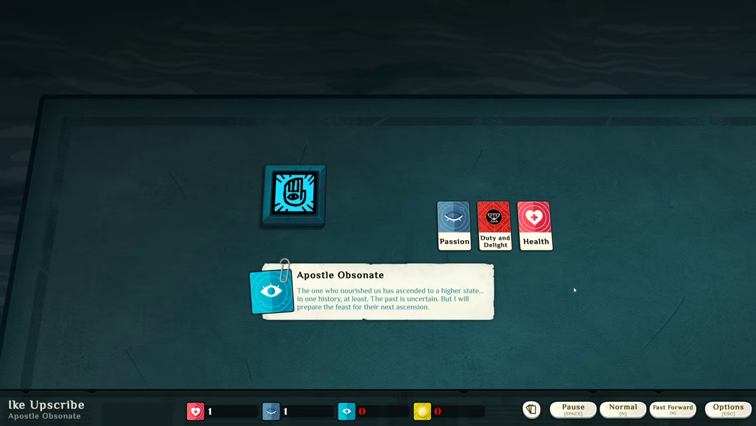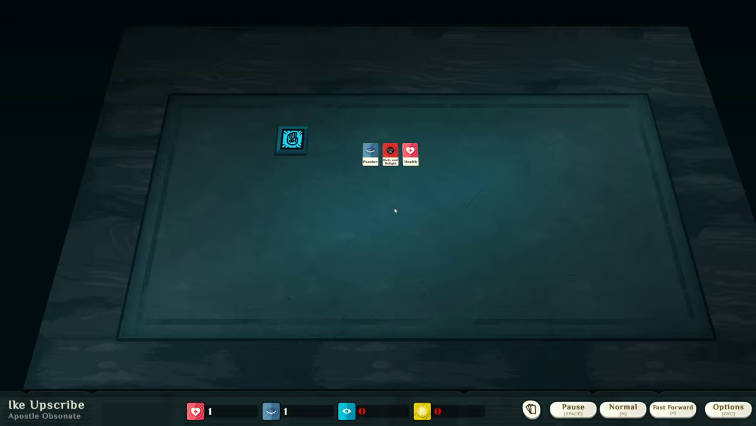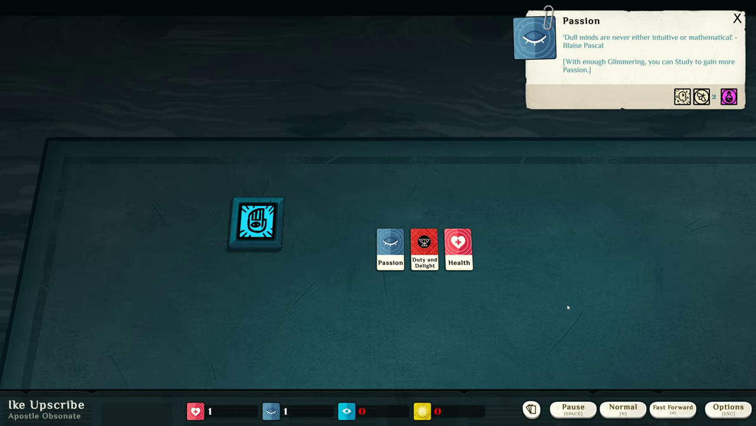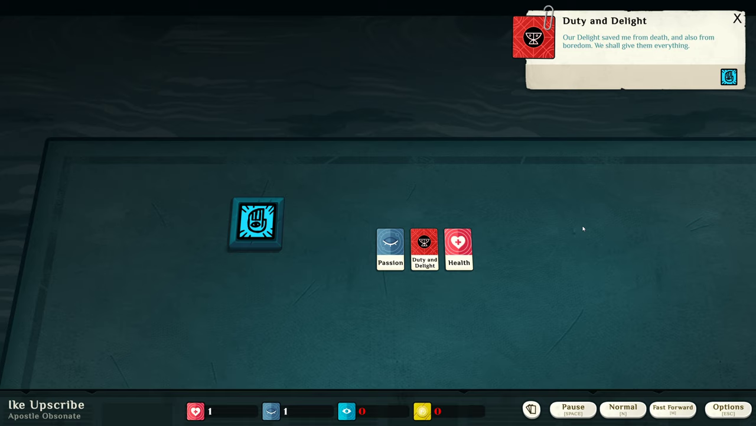our previous founder. So, as with Cultist Simulator, you always start off with the work verb and a few starting cards. So we've got passion. Dull minds are neither intuitive nor mathematical. It is an ability. It has the aspect of moth, and it is an ingredient. Duty and delight. Our delight saved me from death and also from boredom. We shall give them everything.